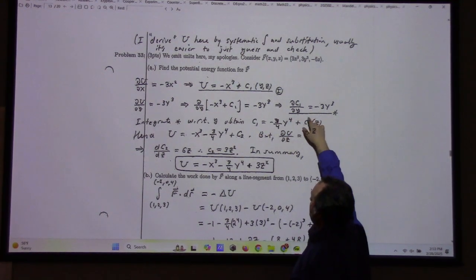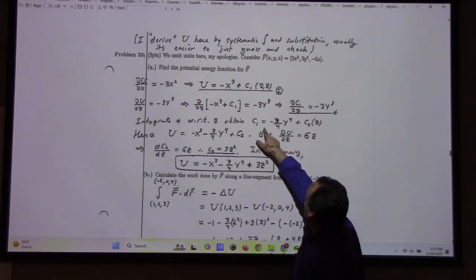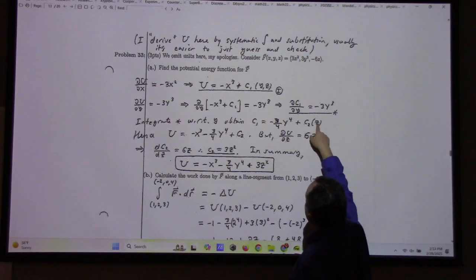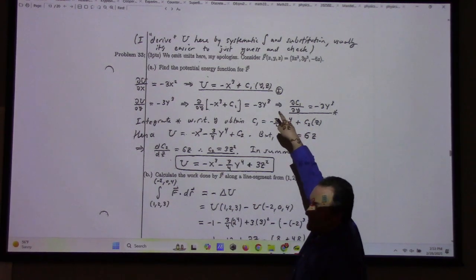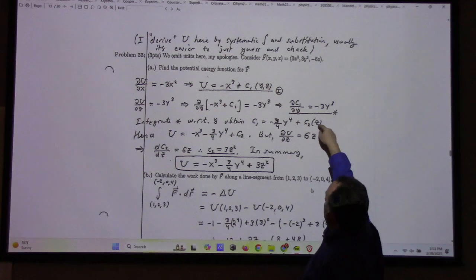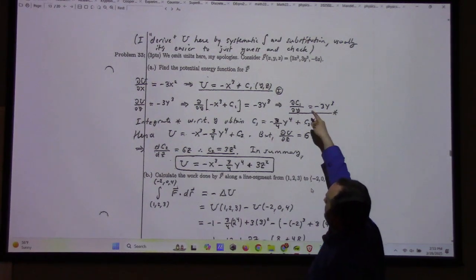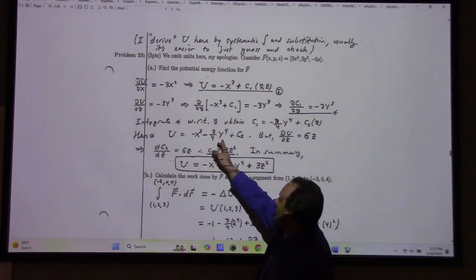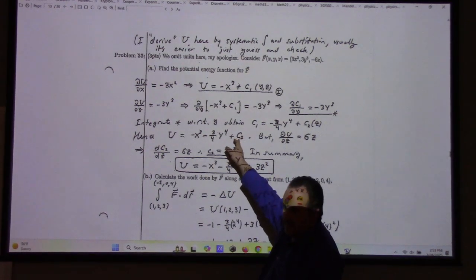I can integrate star with respect to y to obtain c1 is minus 3/4 y to the 4th plus c2, which is possibly a function of z. Remember, c1 could have had a z dependence. All right. So then I plug that into my number 1, which gets me to here. I've got the x part, I've got the y part. I still don't quite have the z dependence pinned down.